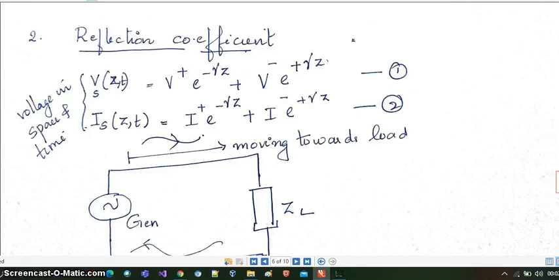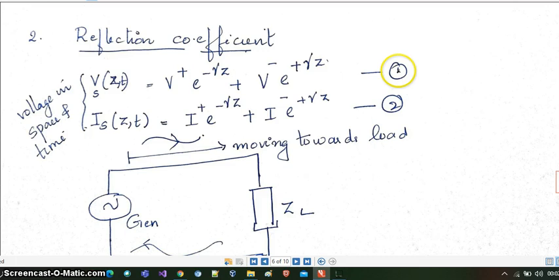Good morning. We will continue with the next topic, reflection coefficient. We will start with the previous equation, that is Vs(z,t) is equal to V plus e raised to minus gamma z plus V minus e raised to gamma z. Similarly, Is(z,t) equals I plus e raised to minus gamma z plus I minus e raised to plus gamma z.